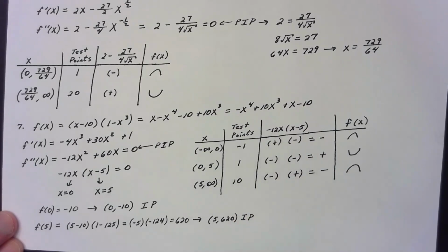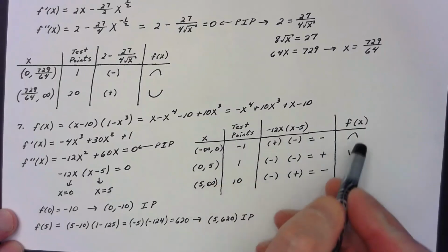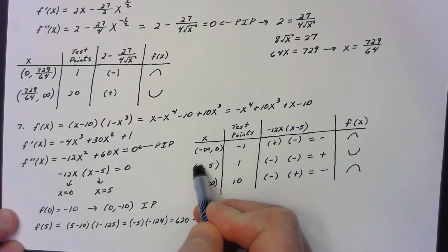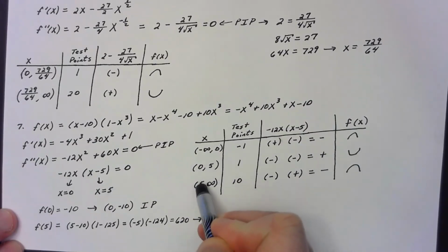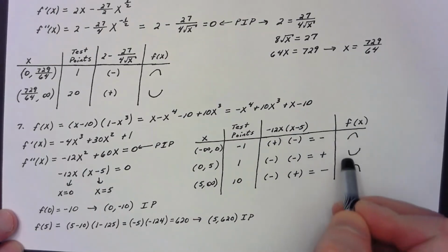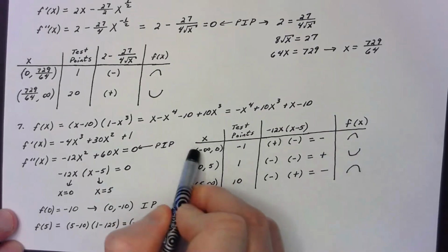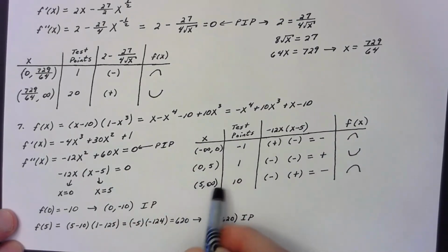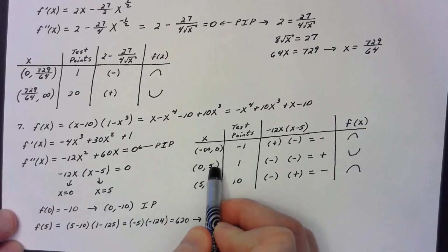So now we can see that each potential inflection point was a legitimate inflection point. It changed concavity from concave down to concave up at 0, and it changed concavity from concave up to concave down at 5. So your problem will be asking a couple of different things. Intervals of concavity. This function is concave down from negative infinity to 0, union 5 to infinity. It's concave up from 0 to 5.